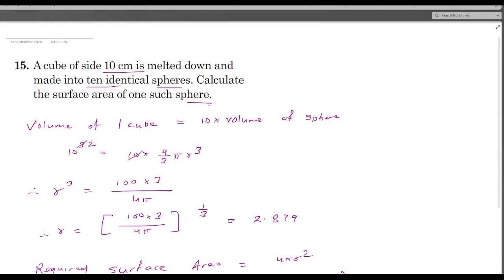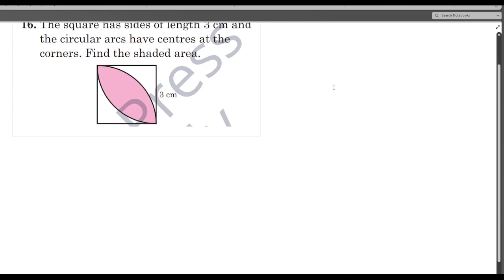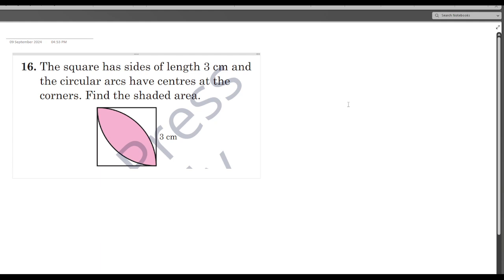Now next question number 16. The square has side of length 3 and the circular arcs have centers at the corners. Find the shaded area.